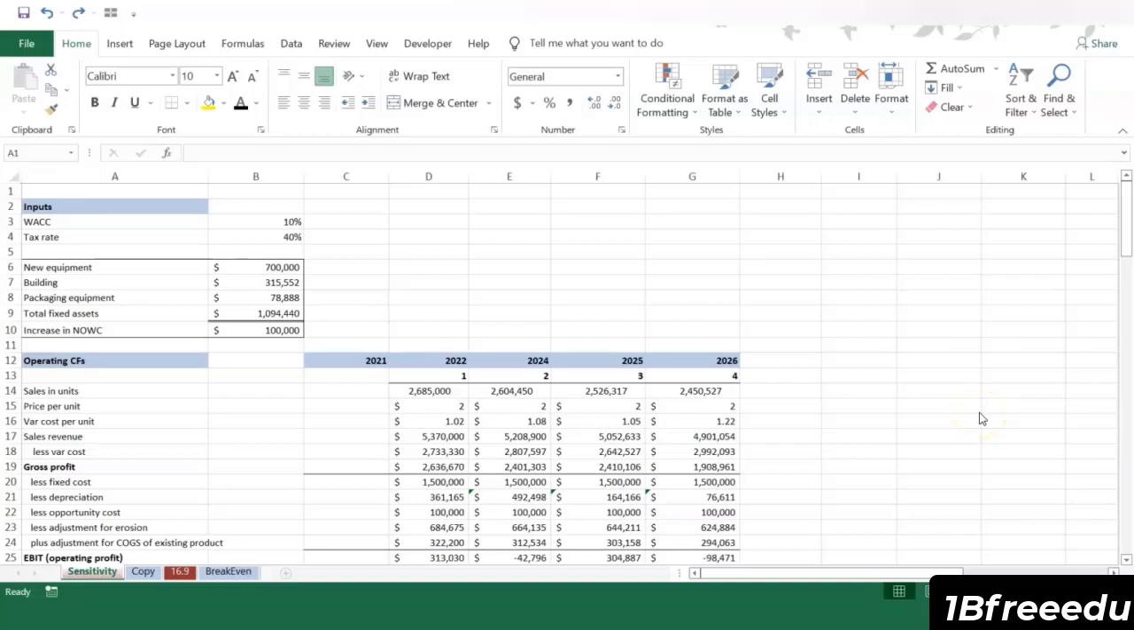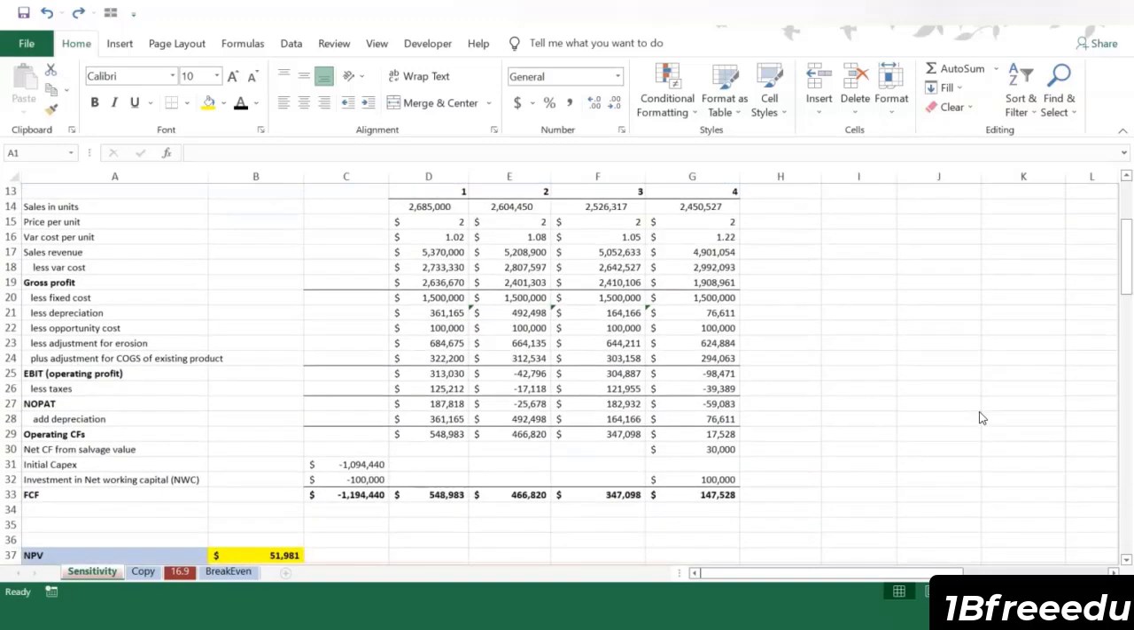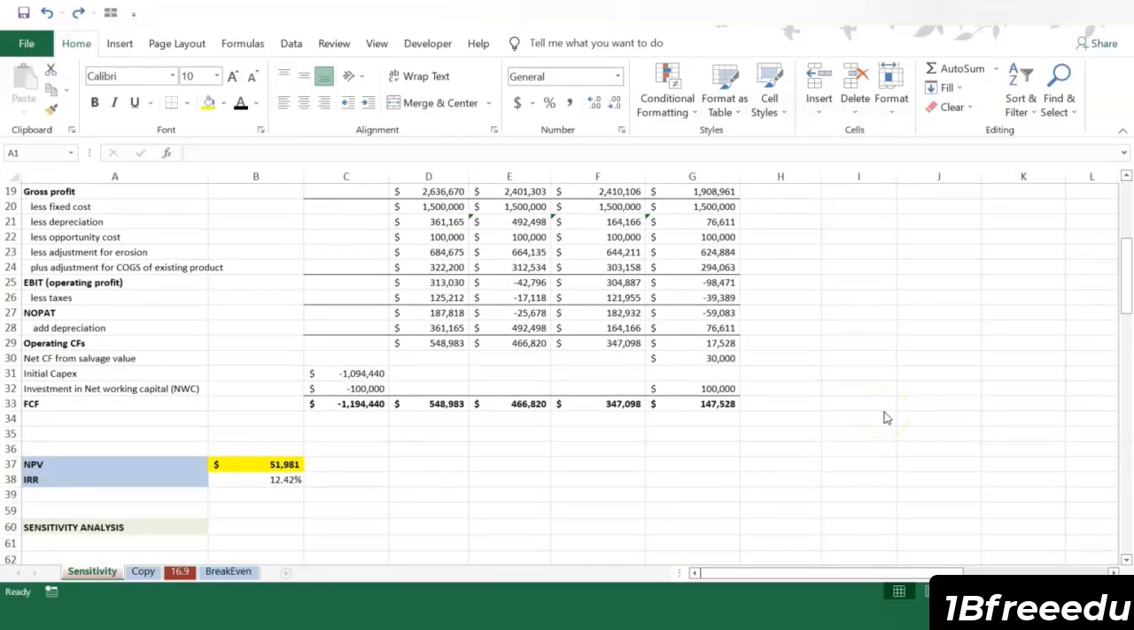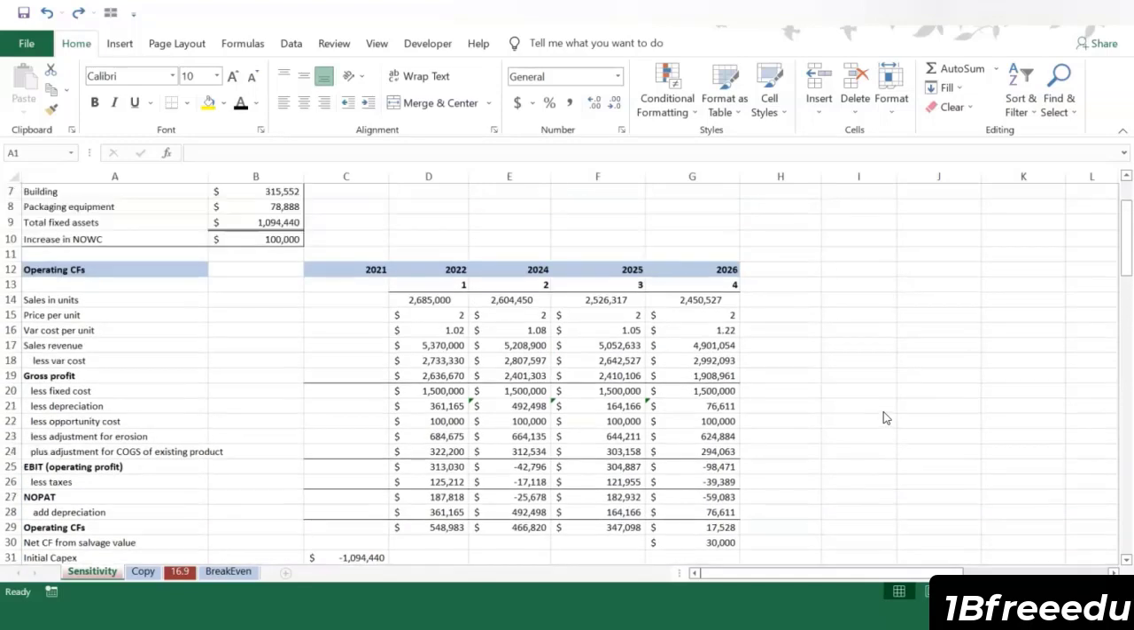Hi, in this table here, I have one example of the free cash flow analysis that was done previously. And we obtained that our net present value is positive, which means that the project is good to invest in. However, in this example, we worked with few assumptions in order to calculate the future sales and costs.